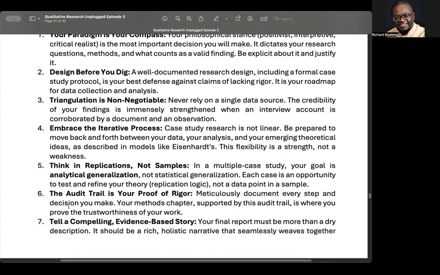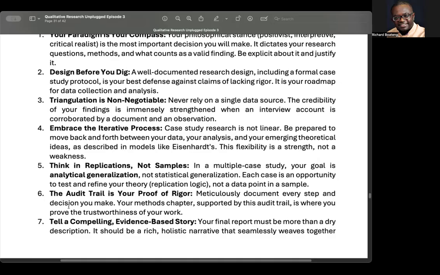Fourth, embrace the iterative process. Remember, case study research often isn't strictly linear. You'll likely move back and forth between collecting data, analyzing it, refining your ideas, maybe going back to collect more data. This flexibility, this dialogue with your data, is actually a strength of the method, not a weakness.